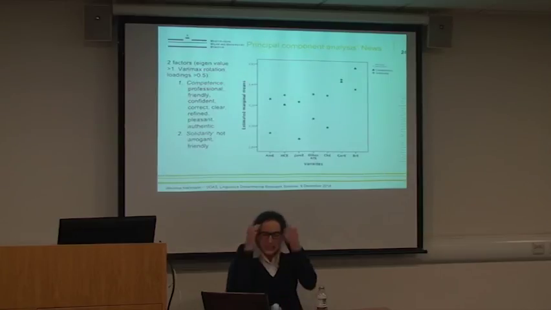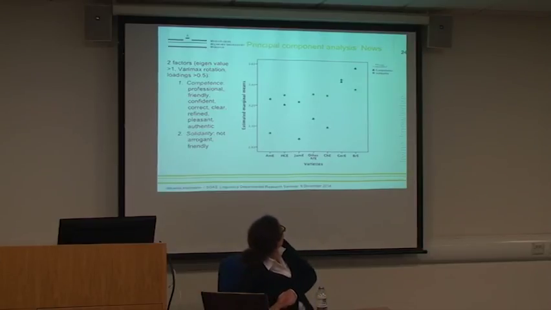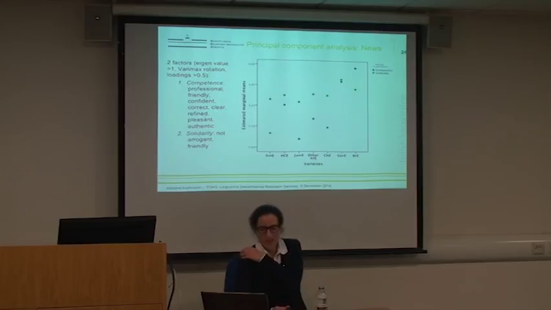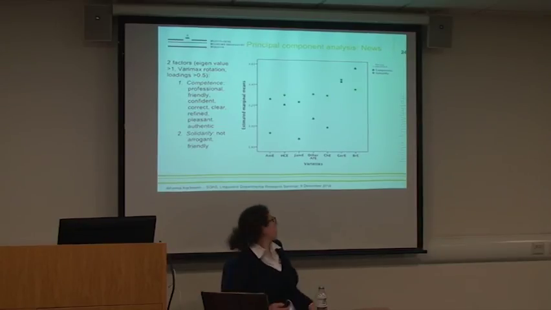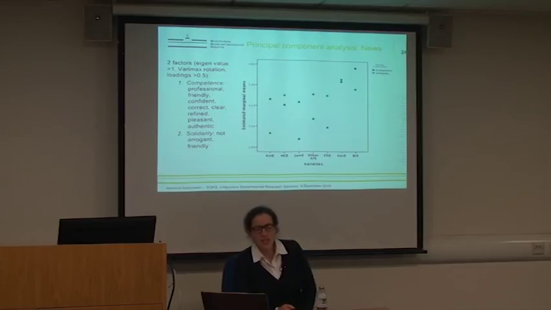I did conduct a principal component analysis to have a look at how the individual items bundle together. I don't know if that's clear enough, but I'll explain. I still have to work on the statistics a little bit here. Actually, for the newscasts, the principal component analysis does not work perfectly because most of the items bundle on one factor that could be called competence for newscasters: professional, friendly, confident, correct, clear, refined, pleasant, and authentic.